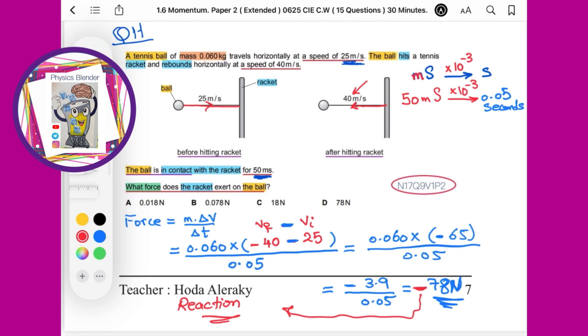Reaction, due to reaction. According to Newton's third law of motion, for every action there is an equal and opposite reaction. The action is the tennis ball hitting the rocket. The reaction is the rocket exerting an opposite force, equal in magnitude but in opposite direction, on the ball. That's why we have a negative sign here. But from the choices we have, the answer is D, because it is asking you about the magnitude of force.